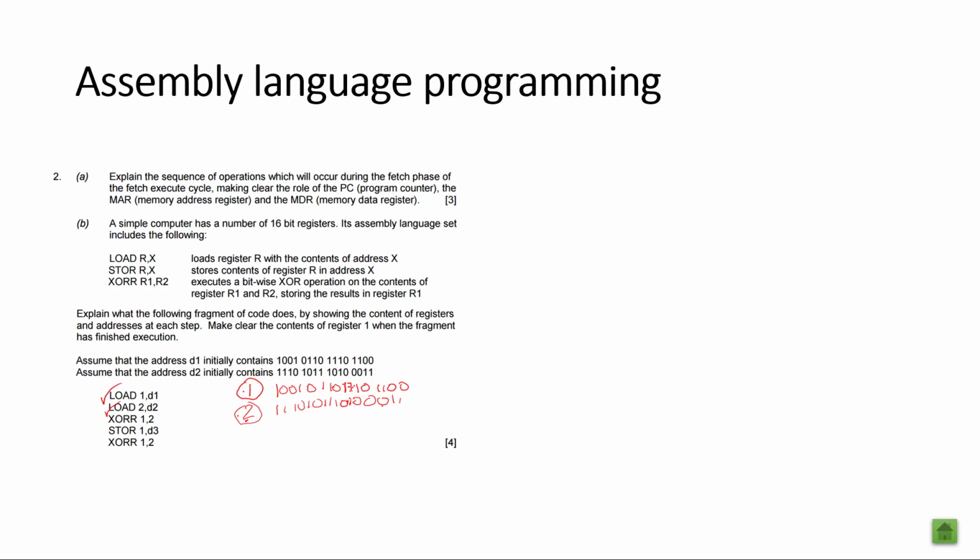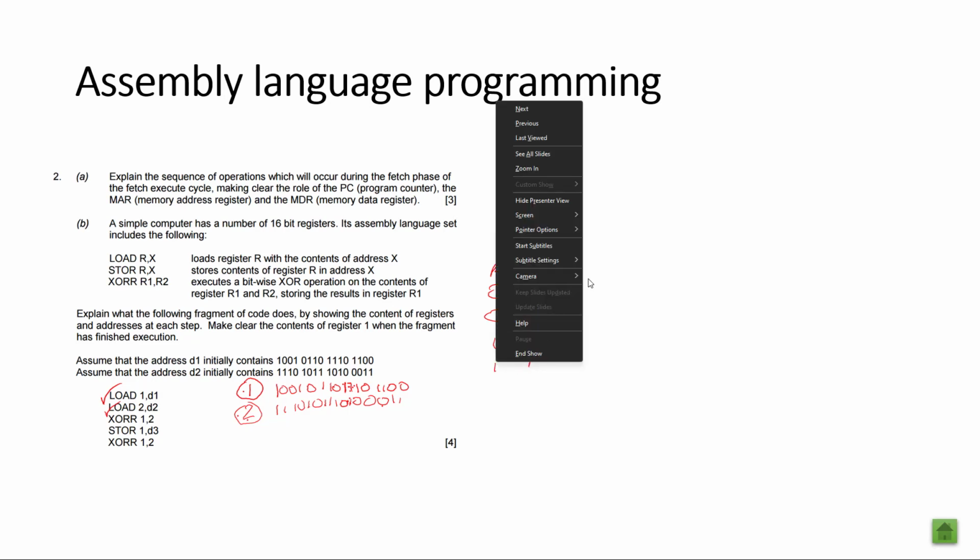XOR 1 and 2. It says it executes a bitwise XOR operation. If you don't remember what an XOR is, we do this in our logic operations. So let's say we've got A and B, 0 0 0 1 1 0 1 1.